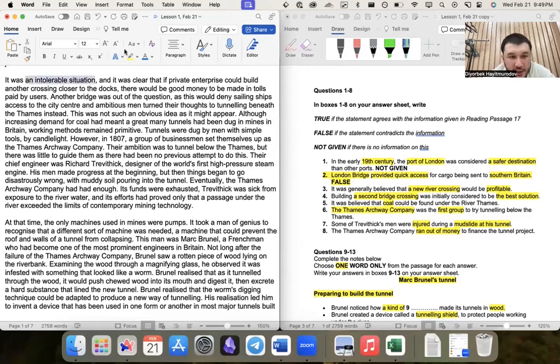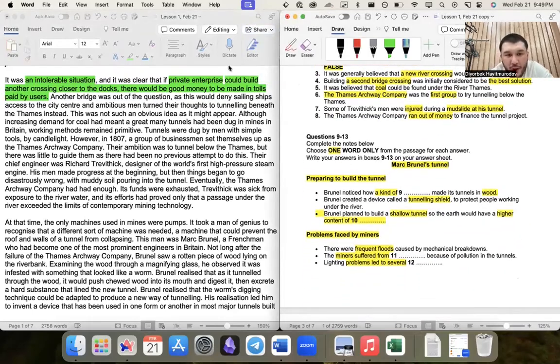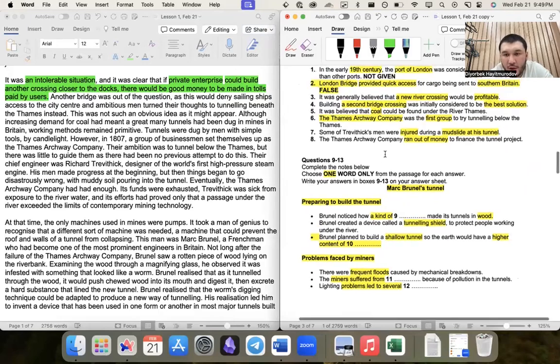It was an intolerable situation. It's a situation that was not tolerable. People couldn't put up with it. It was clear that if private enterprise, meaning a private business, could build another crossing closer to the docks, there would be good money to be made in tolls by users. Look at question number 3. What do you think the answer is for question number 3?